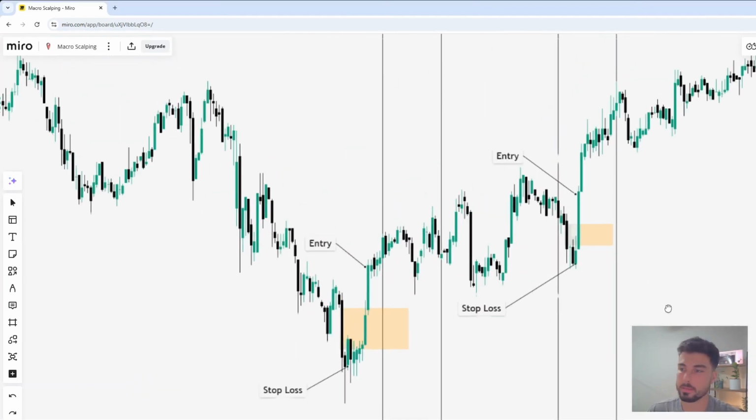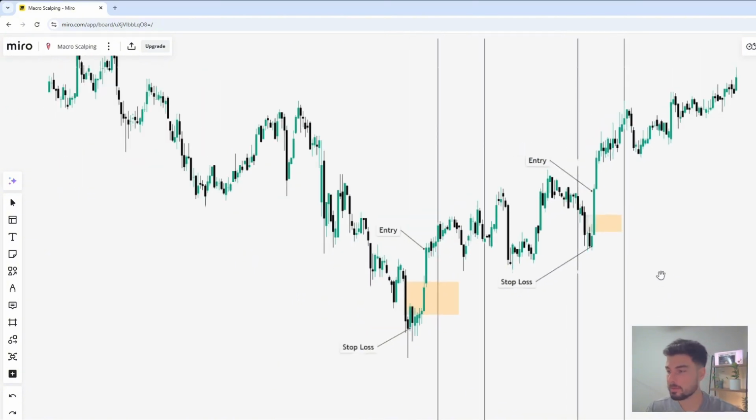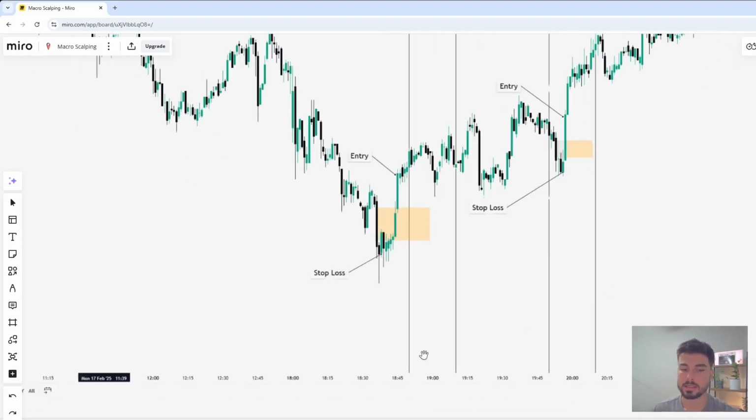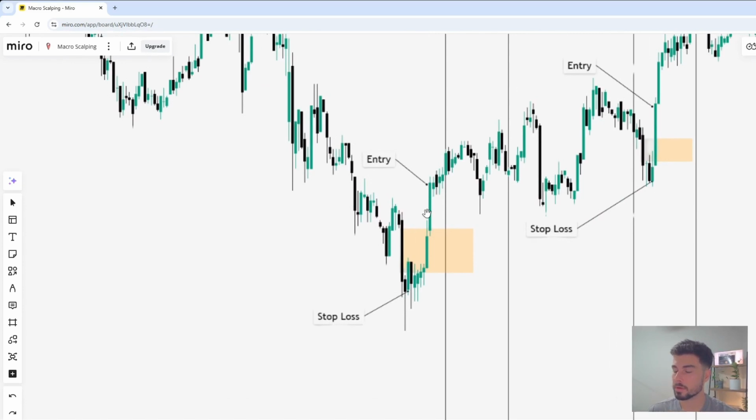Being from Australia, for me, the London and Asian session are more accessible. But just so you can see, even if you don't trade this session, you can just see the same things repeating, guys. So this here is the first macro, which is 650 to 710. And you might say, well, wait a sec, this entry is before the macro, and it is.